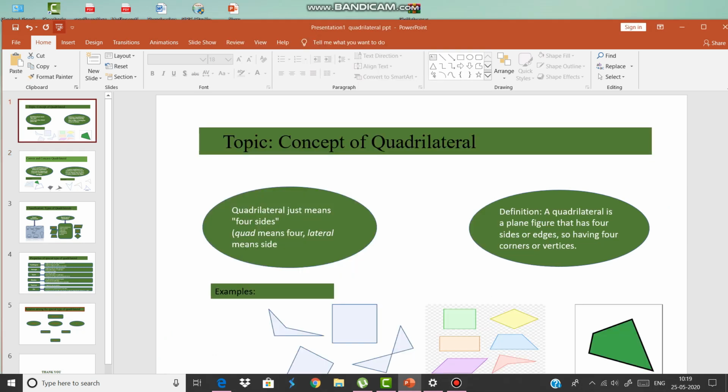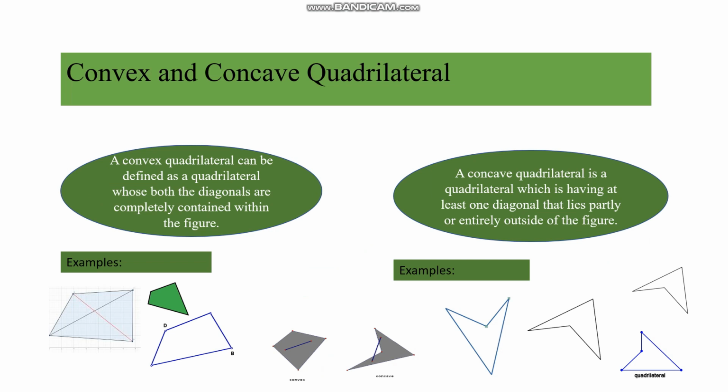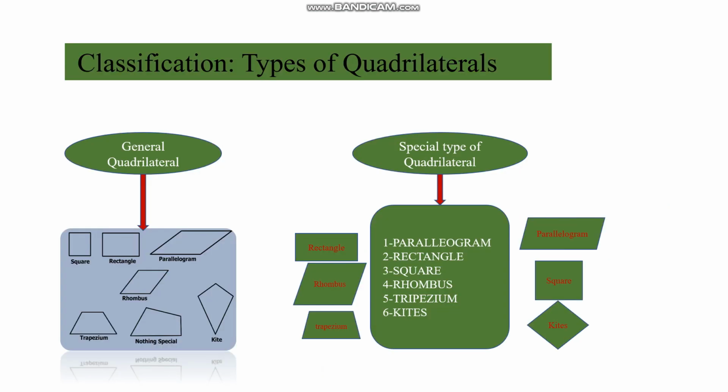Now the next point is the classification of the quadrilateral. There are two classifications of this quadrilateral. The first one is the general quadrilateral and the second one is the special type of quadrilateral. The general quadrilaterals are those quadrilaterals in which there is nothing special. But special type quadrilaterals are those quadrilaterals in which there is something special, related to the sides, related to the angles, related to the diagonals.